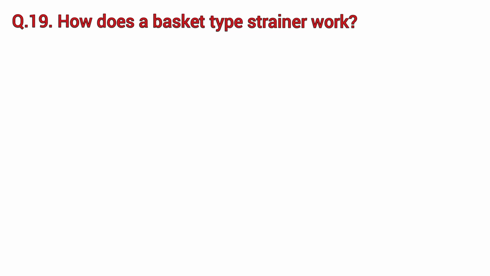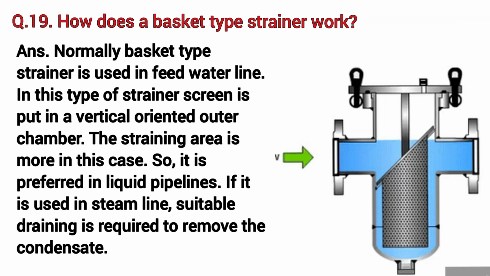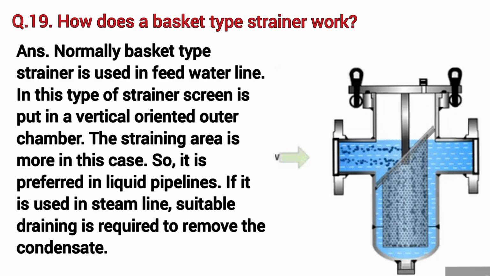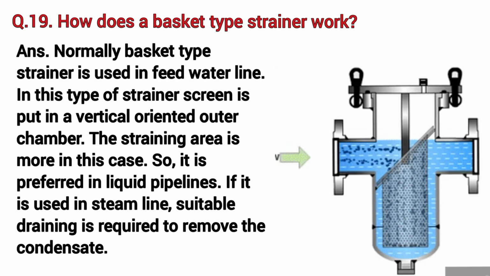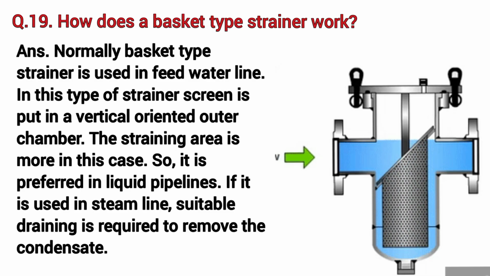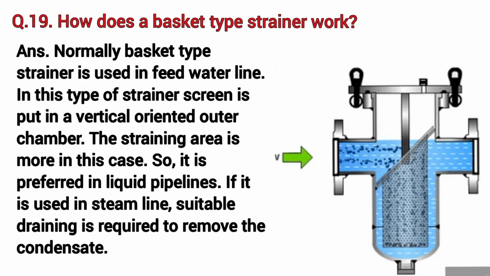How does a basket type strainer work? Normally basket type strainer is used in feed water line. In this type of strainer, the screen is put in a vertically oriented outer chamber. The straining area is more in this case, so it is preferred in liquid pipelines. If it is used in a steam line, suitable draining is required to remove the condensate.